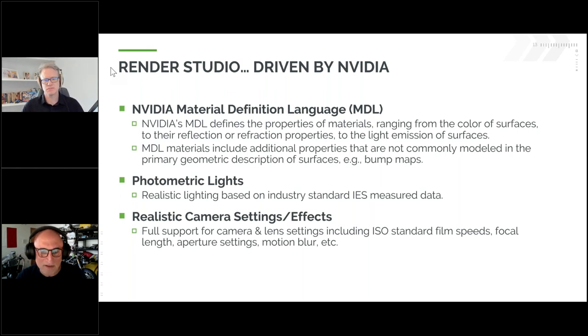Suffice it to say, you're never going to be at a loss for materials. Render Studio also allows you to utilize photometric lights. That capability is in there. So companies that are doing lighting design, you can use industry standard IES profiles for the lights themselves. And I'm actually going to show you an example of that a little later on.